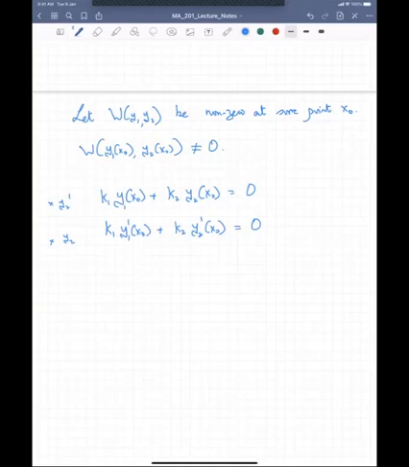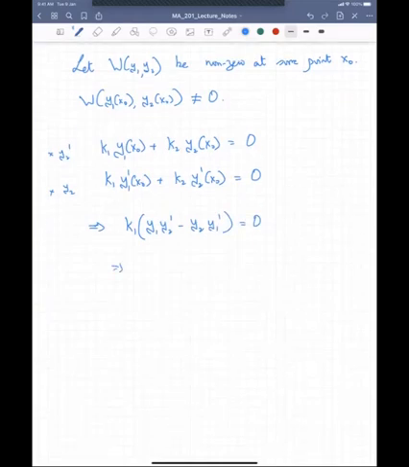If I multiply the first equation by y2 prime, I get a term like k2 y2 prime y2. And if I multiply the second equation by y2, I get a term like k2 y2 y2 prime. And if I subtract, these two terms go away. So if I subtract, I get k1 (y1 y2 prime minus y2 y1 prime) equals 0. And this simply means that k1 times the Wronskian W at x0 is equal to 0. Okay. Now, what does this mean?